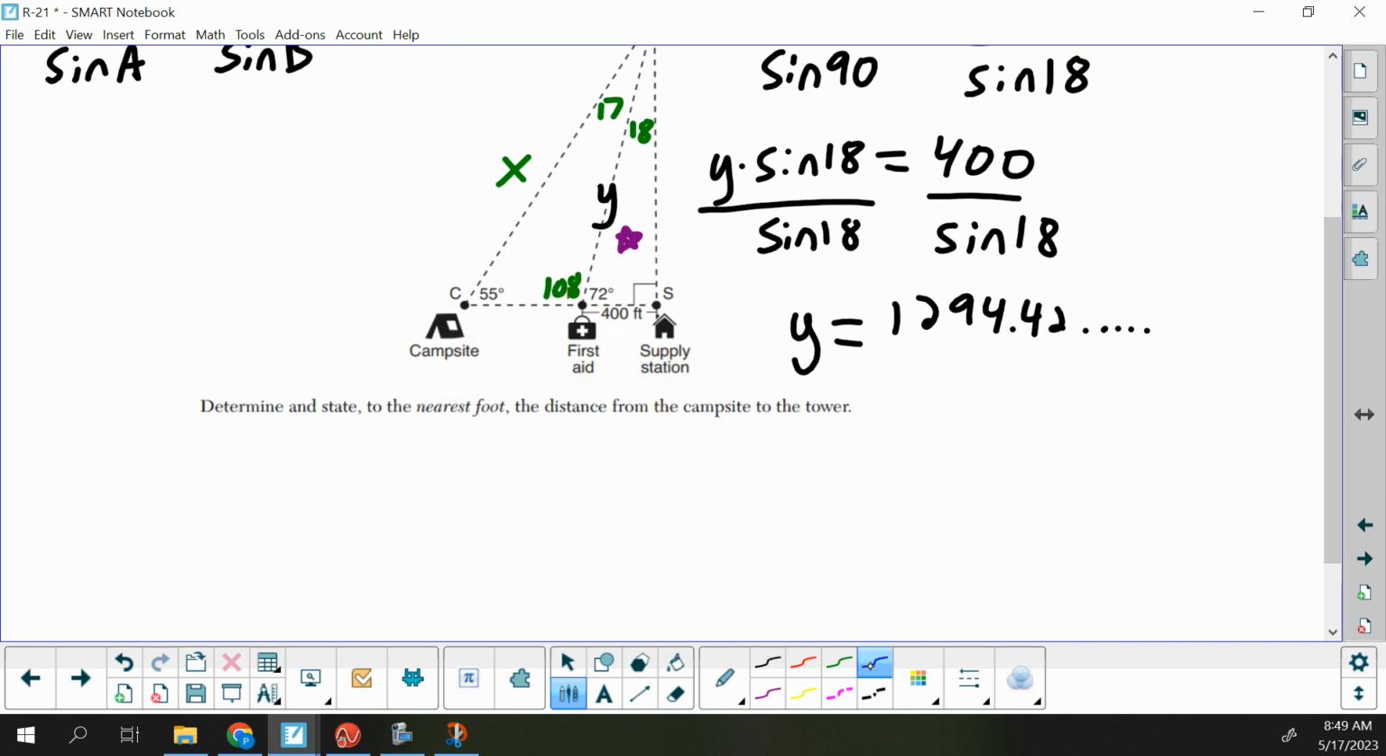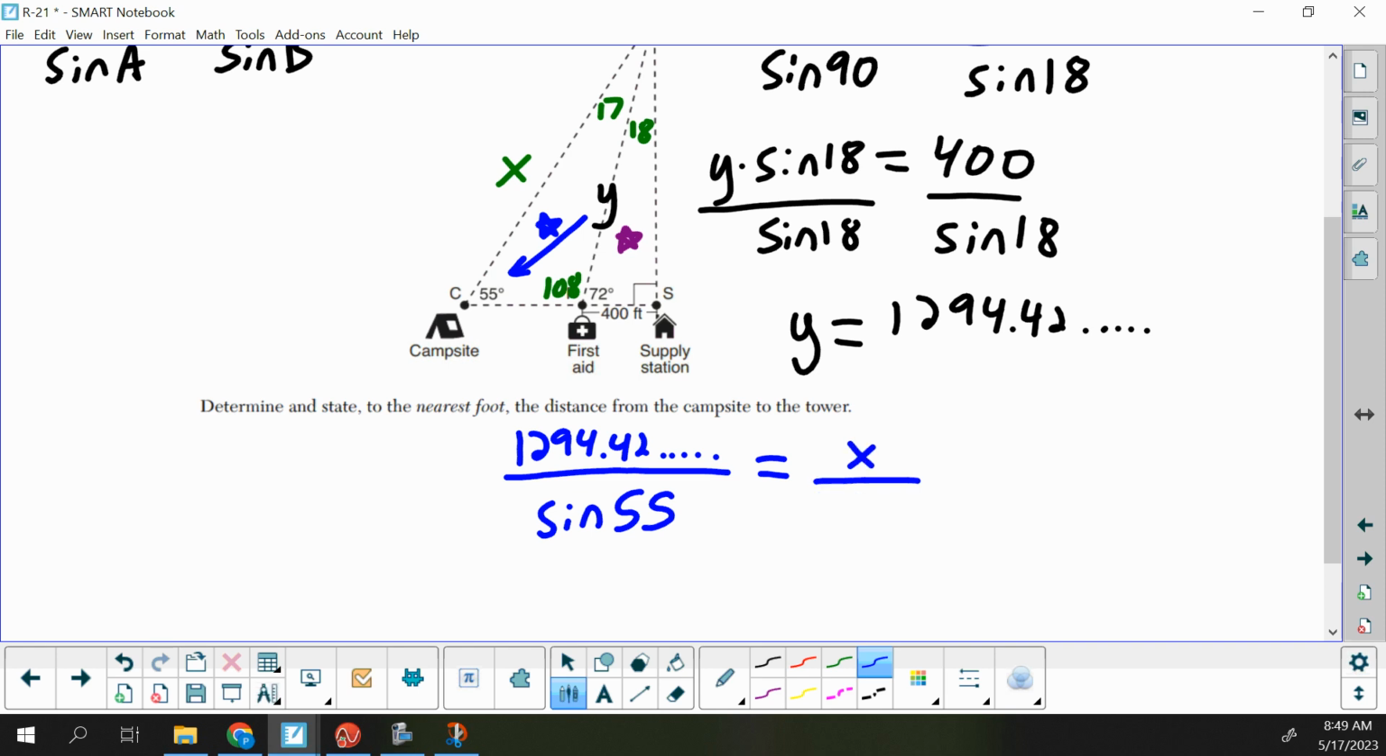So now let's just do law of sines with the left-hand triangle. So we just found the y. So let's start with the 1294.42... over the angle across from the y would be the 55. So we're going to do sine of 55 equals, and now we're going to do the side we're looking for, x, over the sine of the angle across from it, so sine of 108.